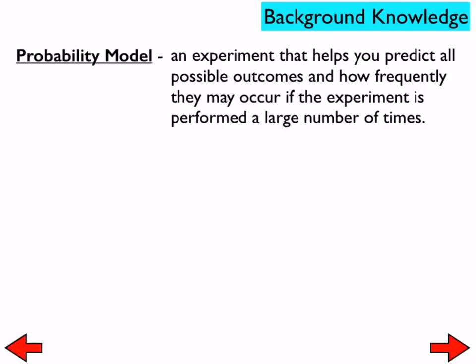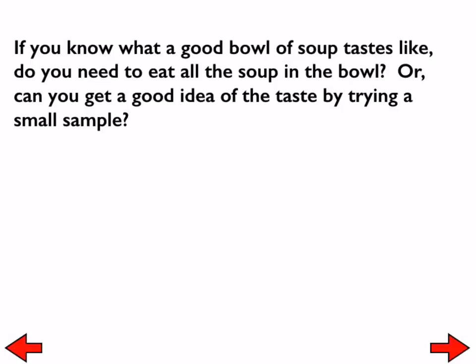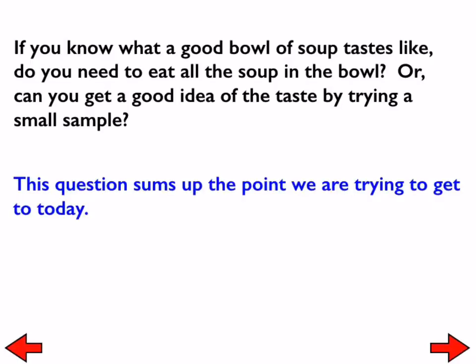Background knowledge. A few lessons ago, we talked about this idea of a probability model, and we worked a little bit on using spinners or coins or dice to actually create a situation that represented something else, and we call that a probability model. And so I have a question for you, and that is this. If you know what a good bowl of soup tastes like, do you need to eat all of the soup in the bowl? Or can you get a good idea of the taste by trying a small sample? Do you need to eat the whole thing?